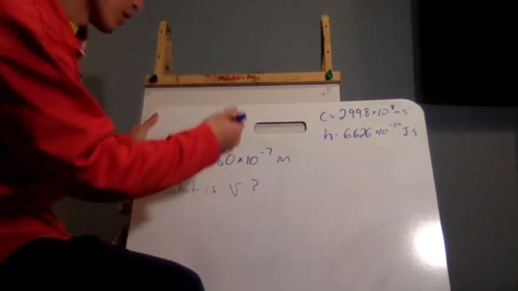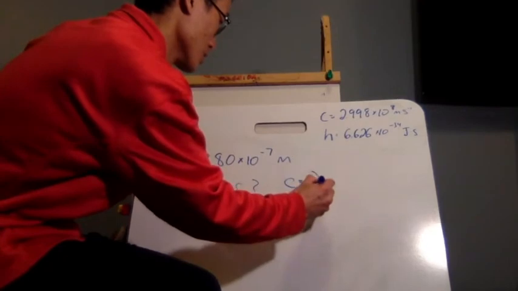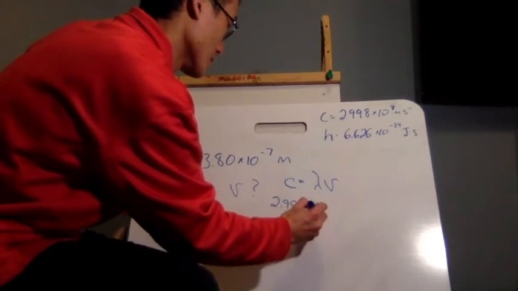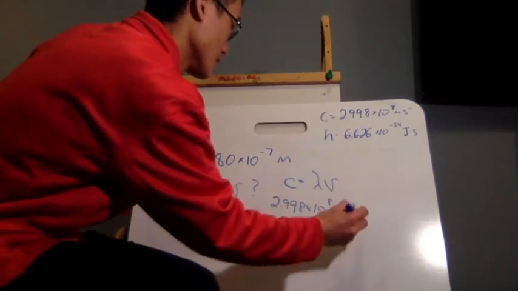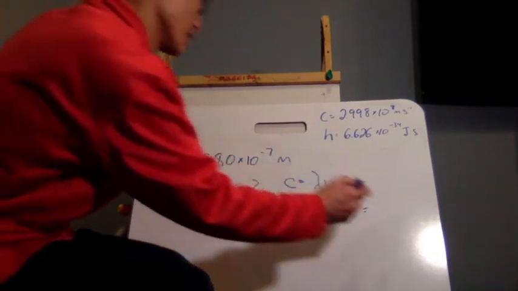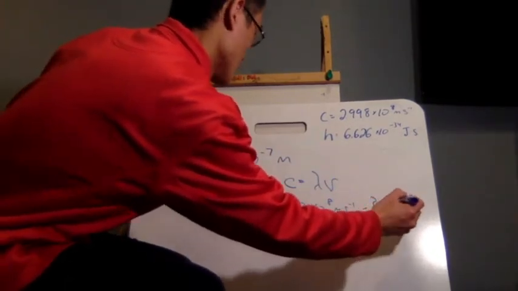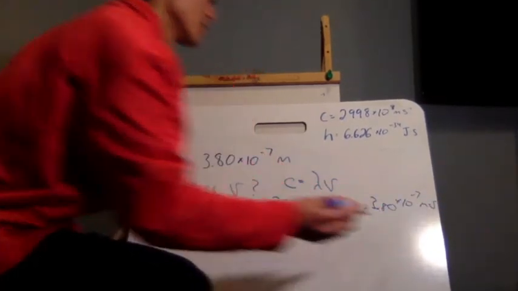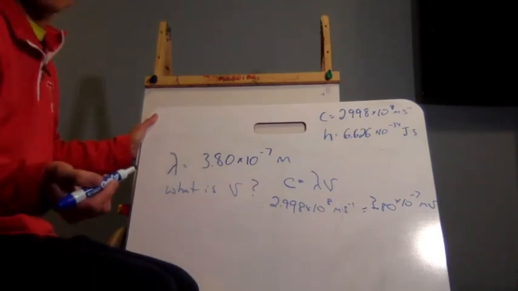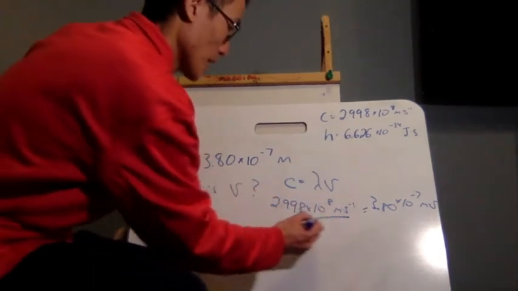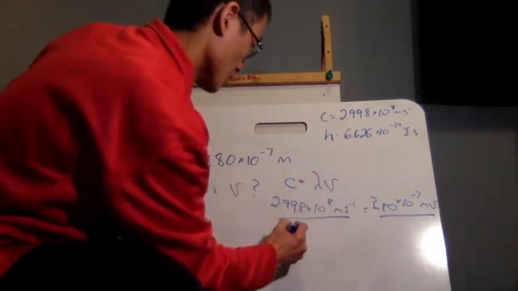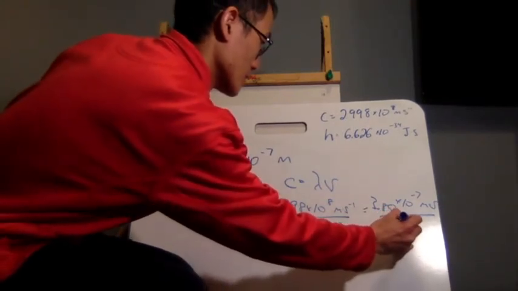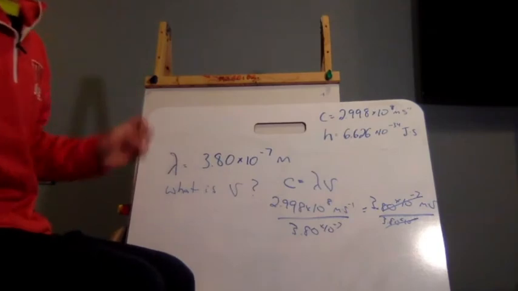So I'm going to plug it into the equation. c equals lambda nu. c is 2.998 times 10 to the 8th meters per second. Lambda, in this case, is 3.80 times 10 to the negative 7th, times nu. If I want to solve for this now, I have to divide both sides by this number. So I'm going to take 3.80 times 10 to the minus 7, and this cancels out to get that.